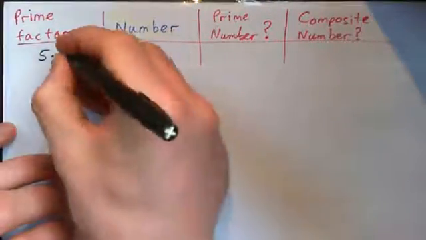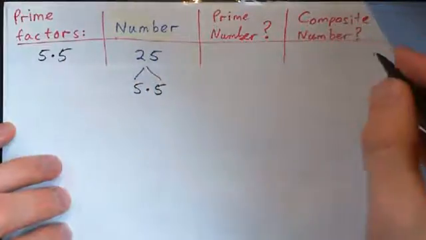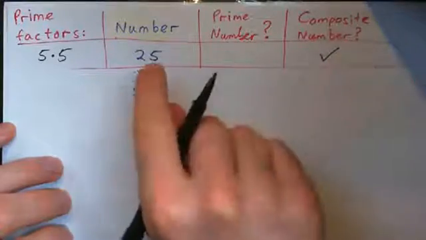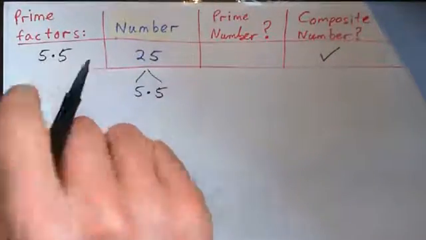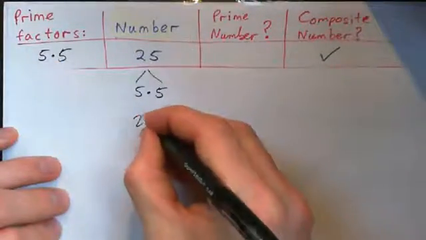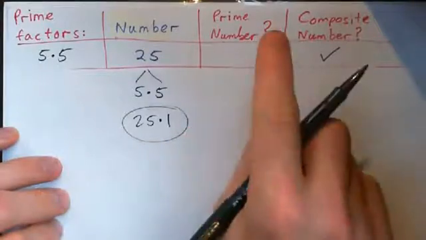Now, this is not a prime number, it's actually a composite number because it can be broken down into something other than just 25 times 1. If you could only write it as 25 times 1, then it would be a prime number.